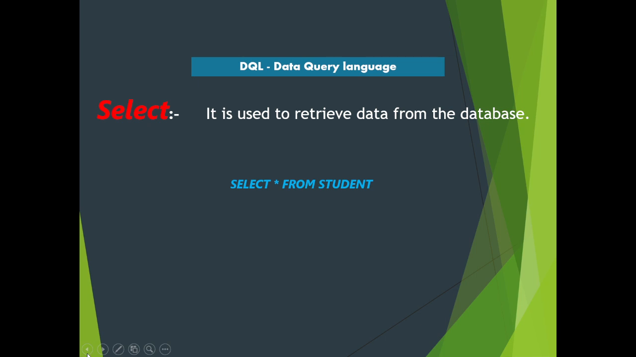In data query language, we have one command, that is select. Select means it is used to retrieve data from the database. That means you want to display the data, fetch the data and show it. The way you are doing it in YouTube, you are searching some data, it is selecting that data from the database and it is showing you.